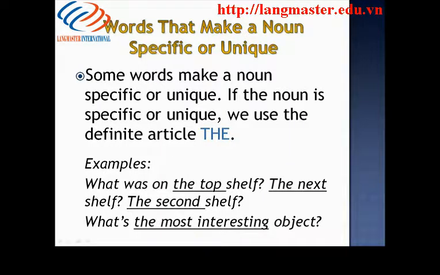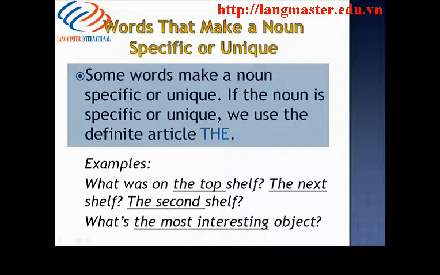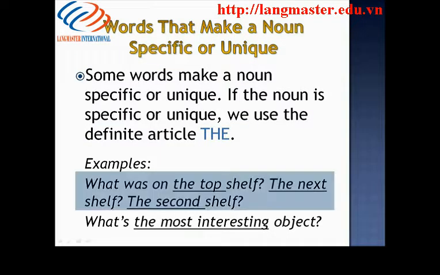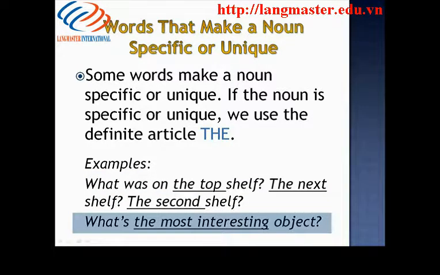I'd like to explain one more guideline. Some words make a noun specific or unique, meaning one of a kind. There's nothing else like it. If the noun is specific or unique, we use the definite article the. For example, what was on the top shelf, the next shelf, the second shelf? Words like top, next, and second make a noun specific. What's the most interesting object? A superlative adjective like the most interesting makes a noun unique.